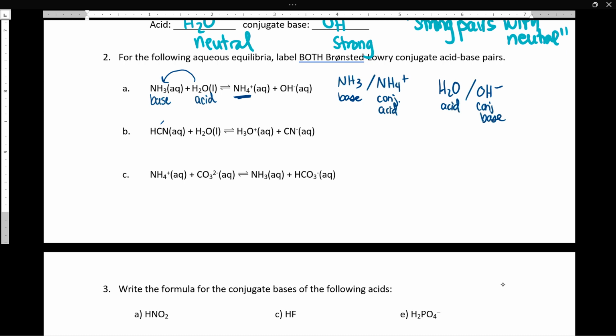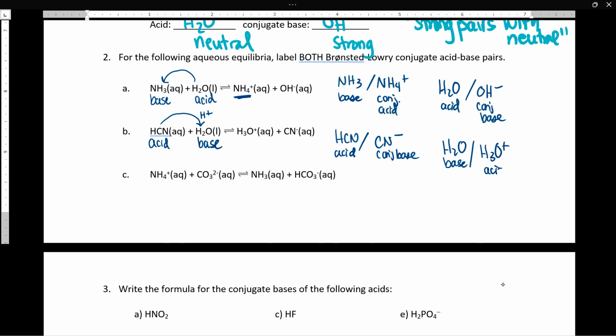Looks like in this case that HCN is being the hydrogen giver. So HCN is the acid. In this case, water is acting as the base. So HCN is my acid. What's left behind after it loses that hydrogen is the conjugate base. So CN minus is the conjugate base. Water in this case is behaving as the base, and then its conjugate acid is H3O plus.